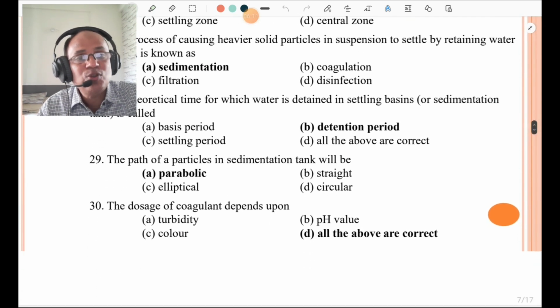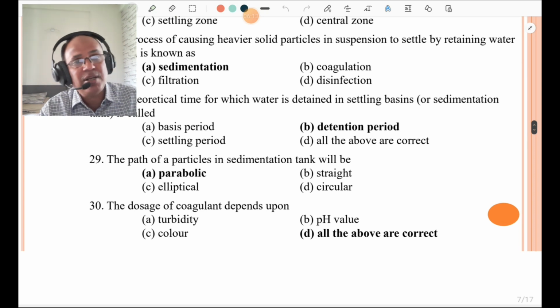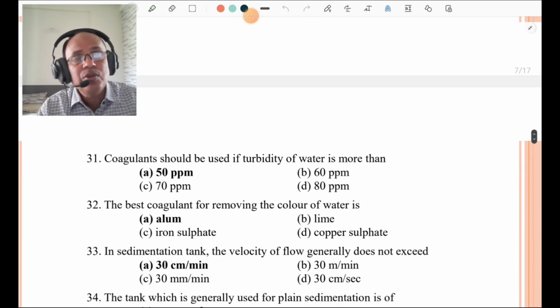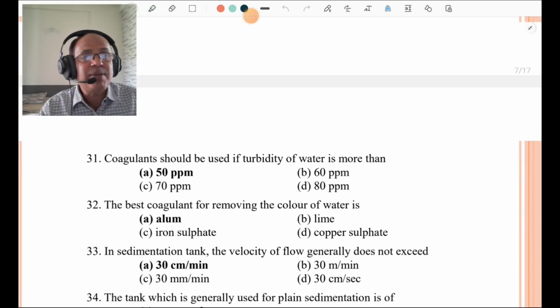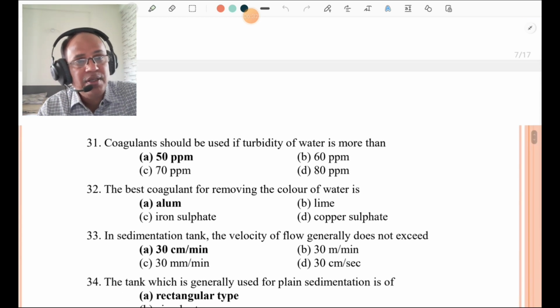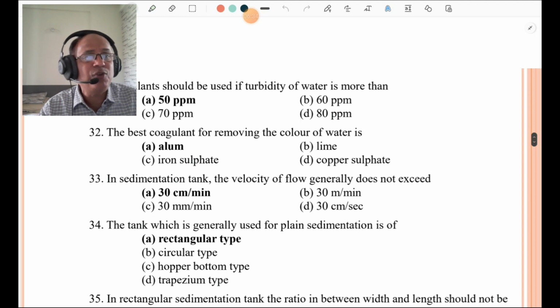You must know that. The dosage of coagulant will depend upon the turbidity of water, pH value, and color also. So all the above are the correct answers for the MCQ. Coagulant should be used if the turbidity of water is more than 50 ppm. The best coagulant for removing the color of water is alum. You know that alum means tawas. In a sedimentation tank, the velocity of flow generally does not exceed 30 cm per minute. The tank which is generally used for plain sedimentation is of rectangular type.